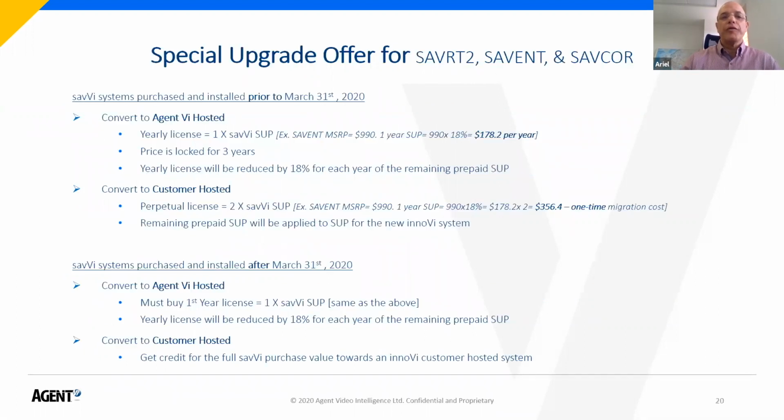Next, how is the conversion or the special upgrades offer for existing customers? As you probably know, in SAVI, we have different bundles: SAVRT2, SAVEnterprise, SAVCorporate, SAVRT1, SAVPerimeter. But in innoVi, it doesn't work that way. In innoVi, we have a single license for all capabilities. So what we are doing, we are simply taking all your existing systems and converting them to innoVi as is.